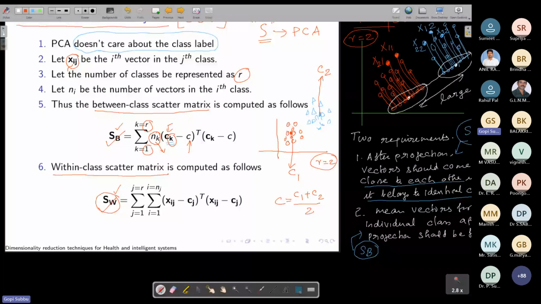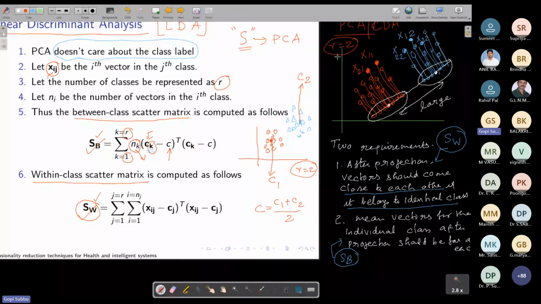So sometimes in the training data, the number of vectors in each class need not be the same. Say, for example, in class 1, you may have 100 vectors, and in class 2, you may have say 75 vectors or 50 vectors, like that, right? So in that case, your N1 is 100 and N2 is 50 here. So Nk is the number of vectors in each class.